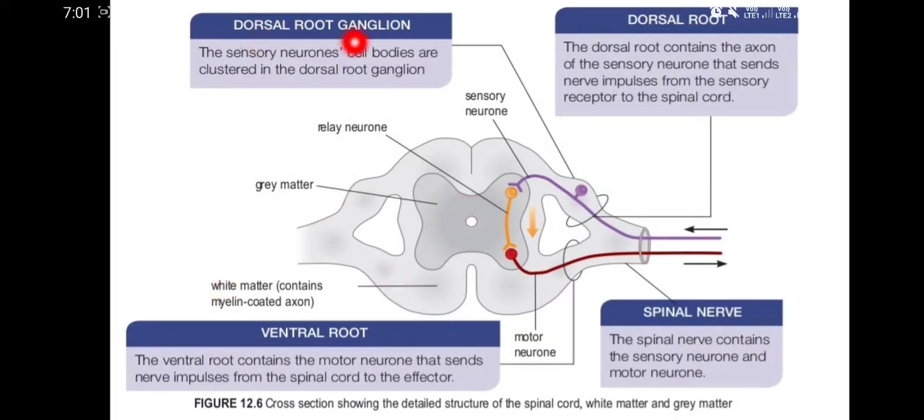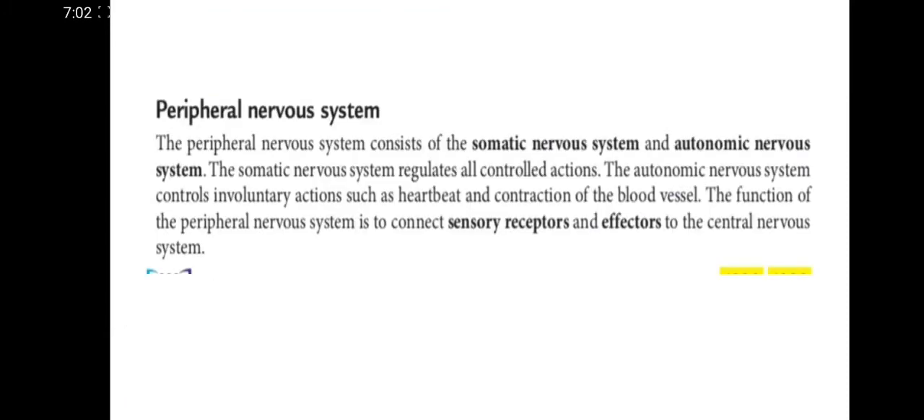Okay, this one, dorsal root ganglion here. Dorsal root ganglion. The sensory neuron cell bodies are clustered in the dorsal root ganglion. And this one is the spinal nerve. The spinal nerve contains the sensory neurons and motor neuron. So this is the motor neuron. This is the sensory neuron. Relay neuron. Okay, yang warna orange ini relay neuron, yang warna purple ini sensory neuron, red one is the motor neuron. Okay, so itu untuk CNS tadi.